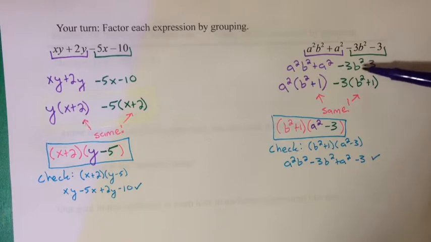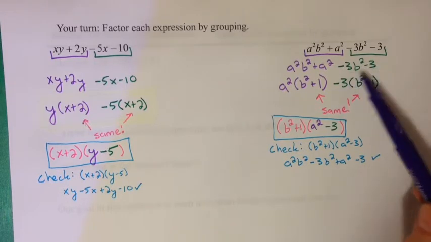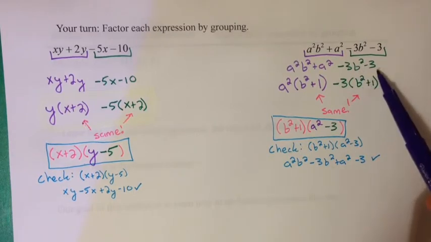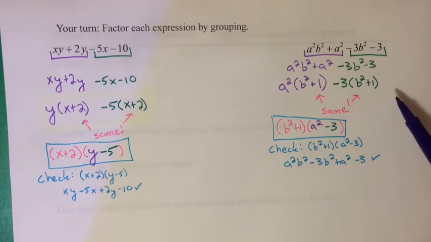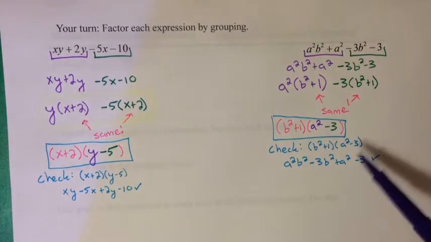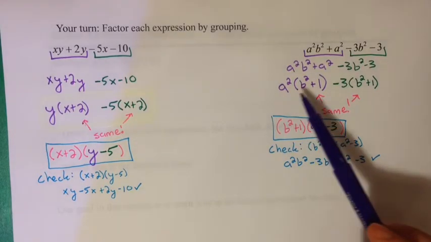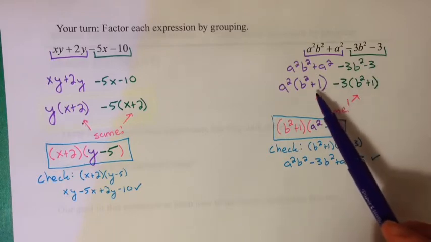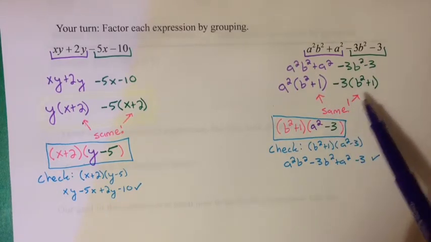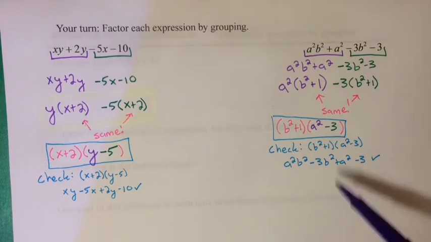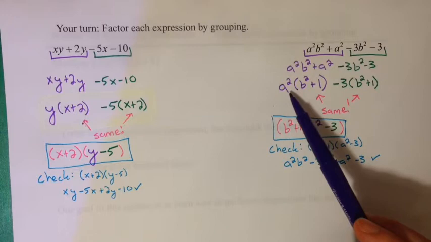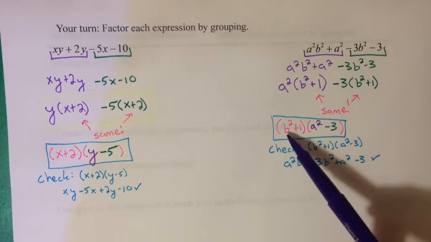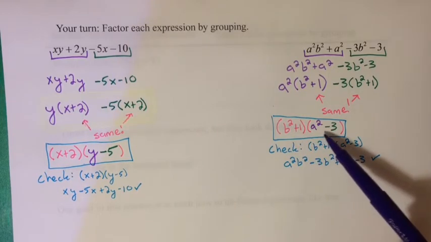In my second grouping, I've got negative 3b squared minus 3, and both of these terms have a negative 3 in them. So I take out a negative 3, which leaves me with b squared, and again, a plus 1 as a placeholder. Now I pause, take a deep breath, step back, and look at what I have. I have a squared times b squared plus 1, and negative 3 times b squared plus 1. They both have a b squared plus 1 object in them. So I can factor that b squared plus 1 all the way out. When I do that, I'm left with an a squared from the first term and a negative 3 from the second term. So my final answer is b squared plus 1 multiplied by a squared minus 3.